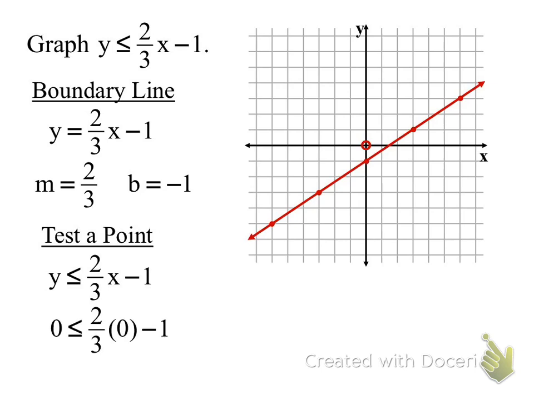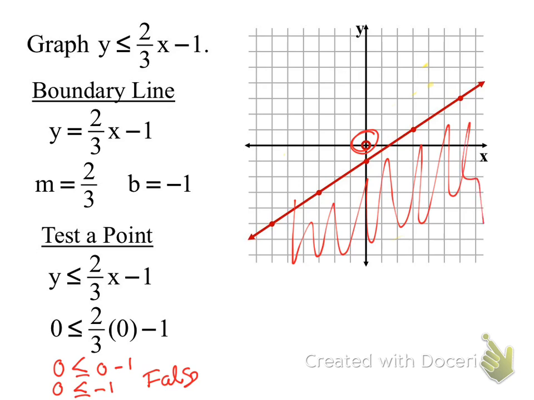If this makes it a true statement, then you shade this side. If it's a false statement, you shade the other side of the test point. Do you understand? So what we're looking for is that test point to see if it's true or false. So when I simplify that, I get 0 is less than or equal to 0 minus 1. 0 is less than or equal to -1. Is that a true statement or a false statement? False. So since that's false, I don't shade this side. I shade the other side.